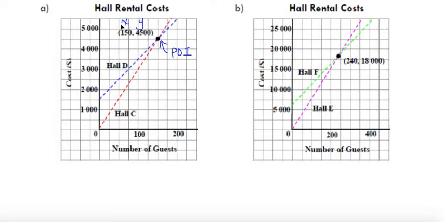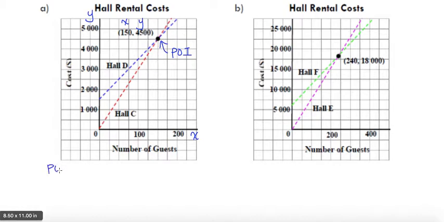The x value in our coordinate refers to our x-axis, which is the number of guests, so 150 guests. The y value in our coordinate is 4,500, so that refers to our y-axis, which is the cost in dollars. So this would be $4,500.